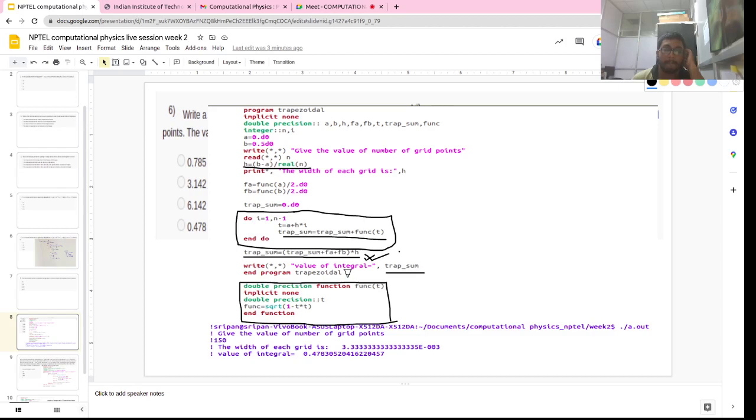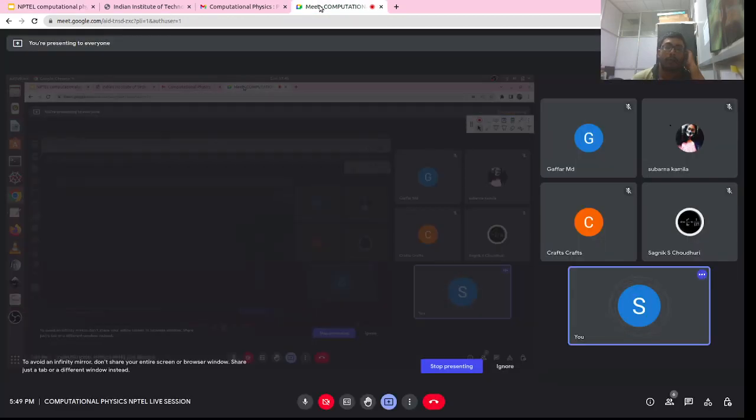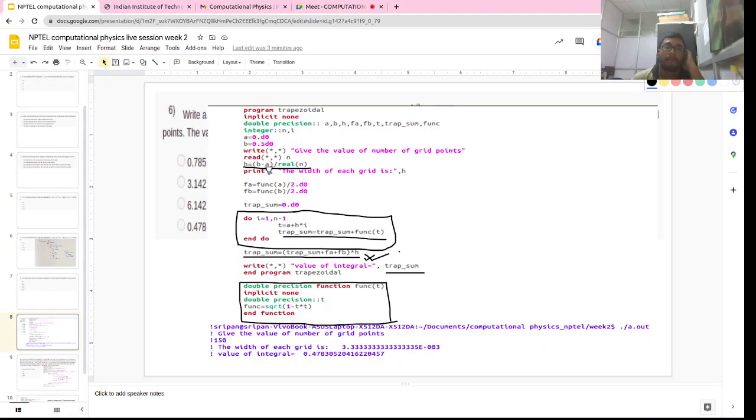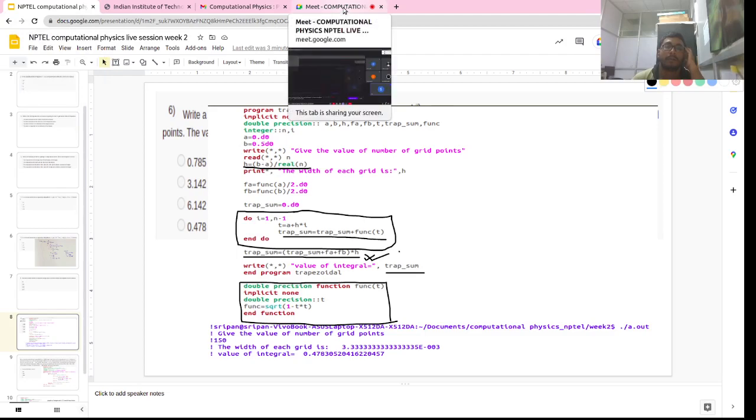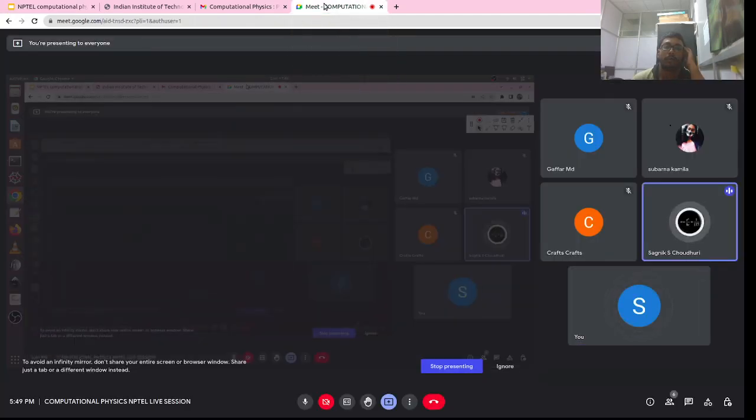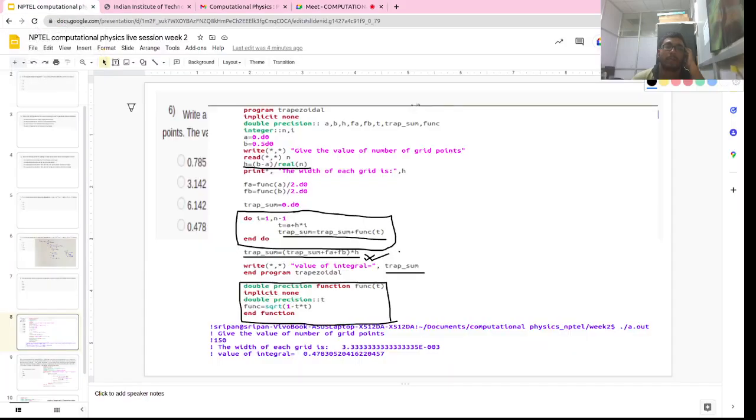Fine, does anyone have any question? Sir, rather than defining the function here, can't we write just the square root of 1 minus t square? Yeah, that can also be done. Yes, sir.